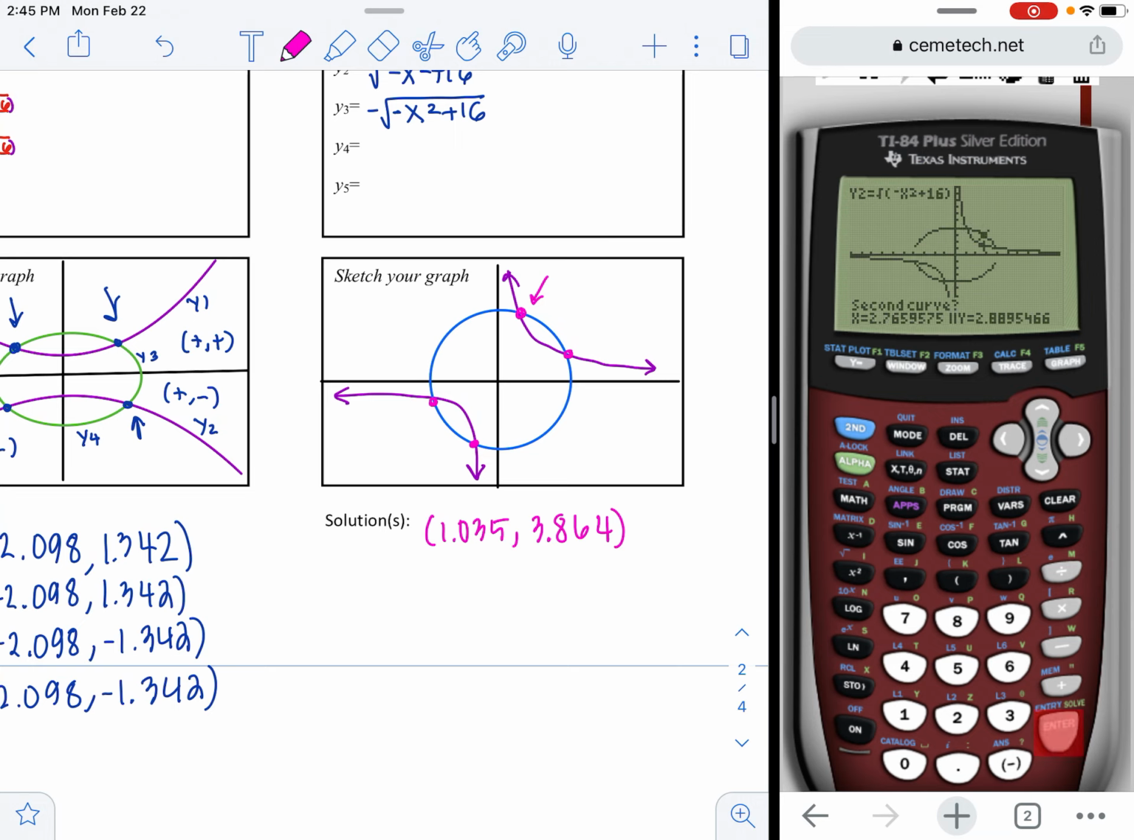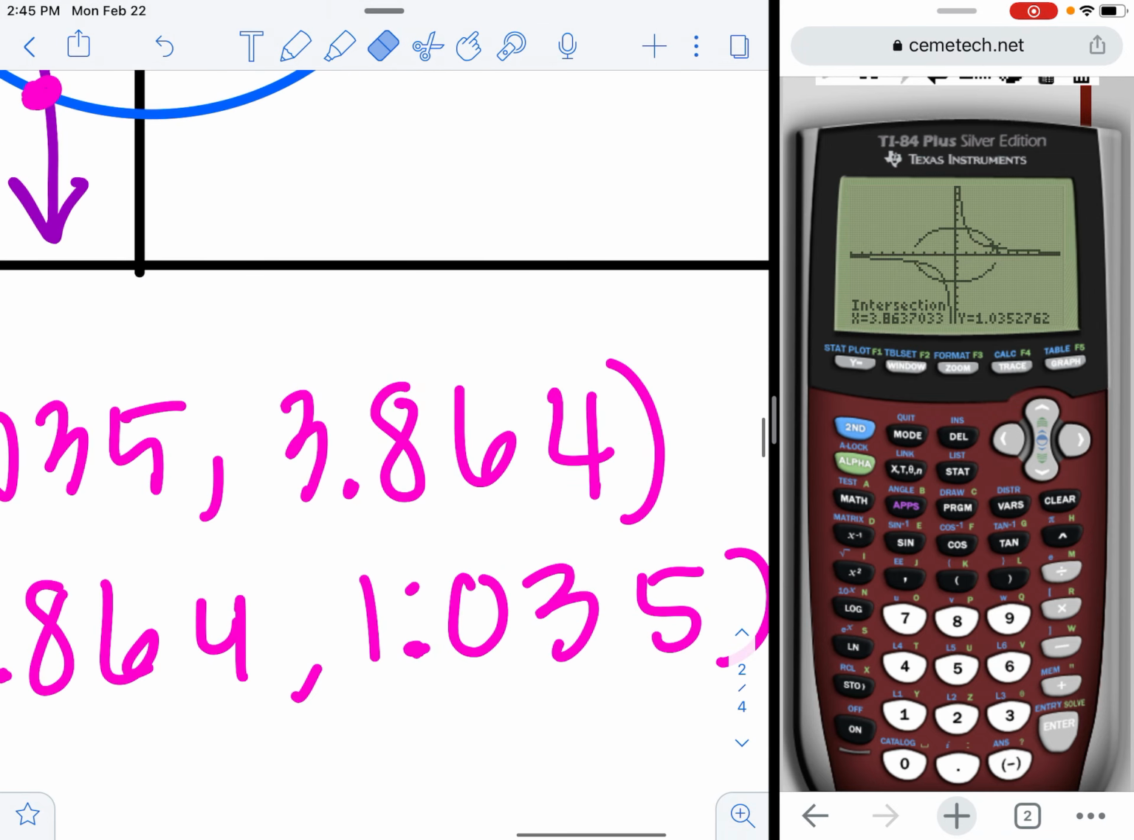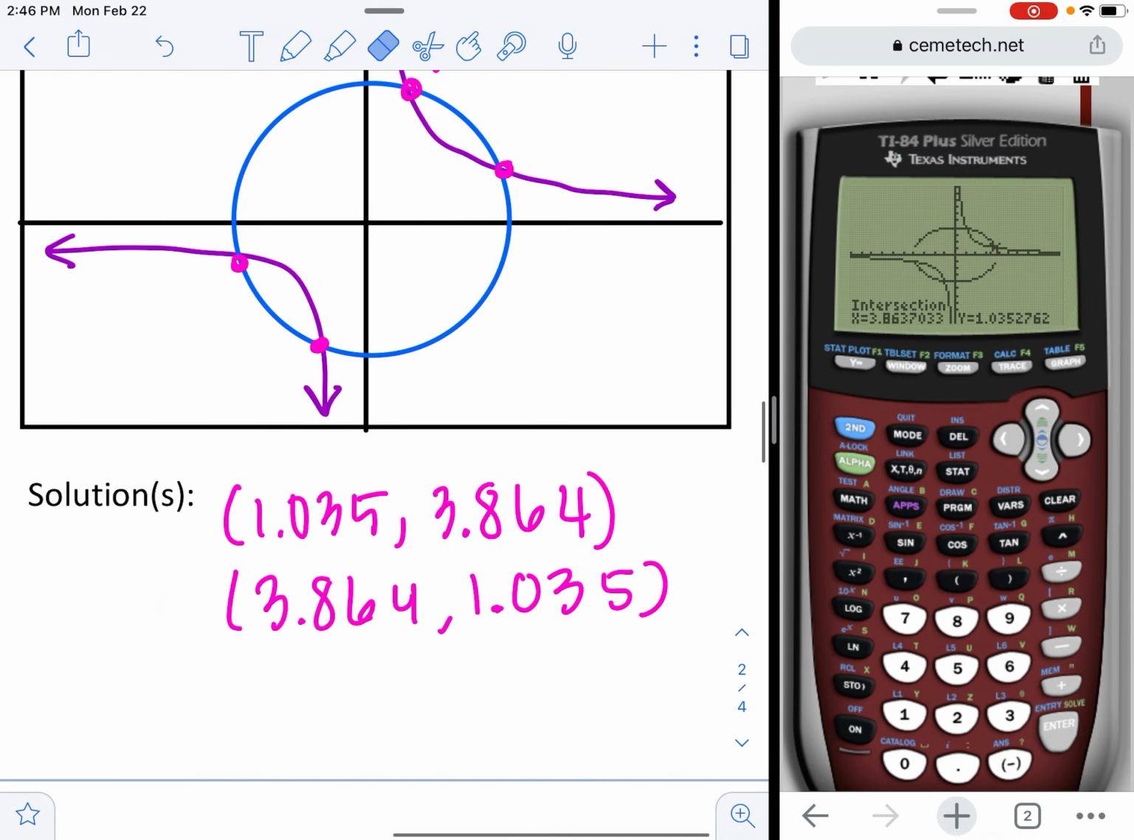All right, now I'm going to find the one that's close to that. So I'm going to hit second, trace, option number 5, which is intersection, and I'm going to get closer to it. Hit enter. Get closer to it, oops, a little too close. There we go. Hit enter. Should I guess? Yes. And that is 3.864, comma 1.035. That looks like a time, but I can fix it.